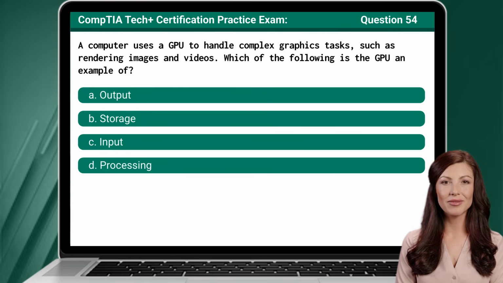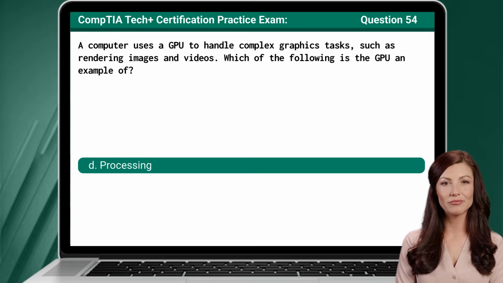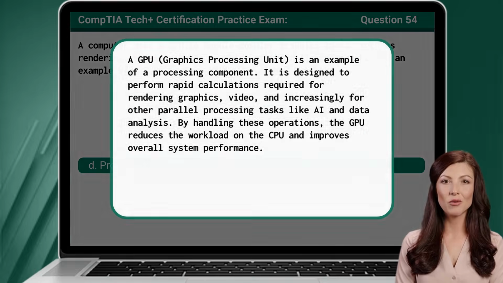The answer is D. Processing. A GPU, or graphics processing unit, is an example of a processing component. It is designed to perform rapid calculations required for rendering graphics, video, and increasingly for other parallel processing tasks like AI and data analysis. By handling these operations, the GPU reduces the workload on the CPU and improves overall system performance.